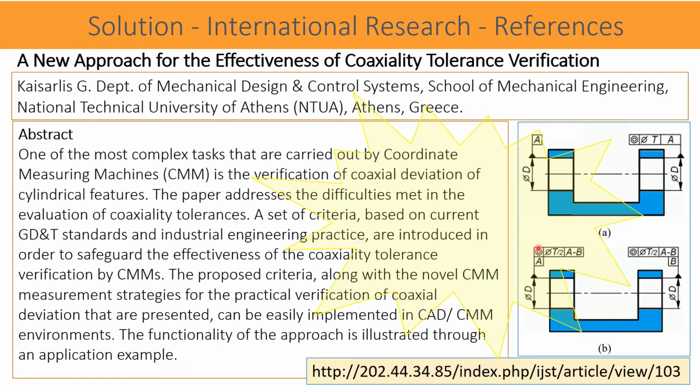With A-B as a common datum, coaxiality of the individual cylinders is measured. Individual means concentricity on the left hand side cylinder and on the right hand side cylinder. For evaluation of coaxiality tolerance for both the cylinders, the tolerance is assigned half of the original tolerance. It means the original tolerance is T and now it is modified to T by 2.